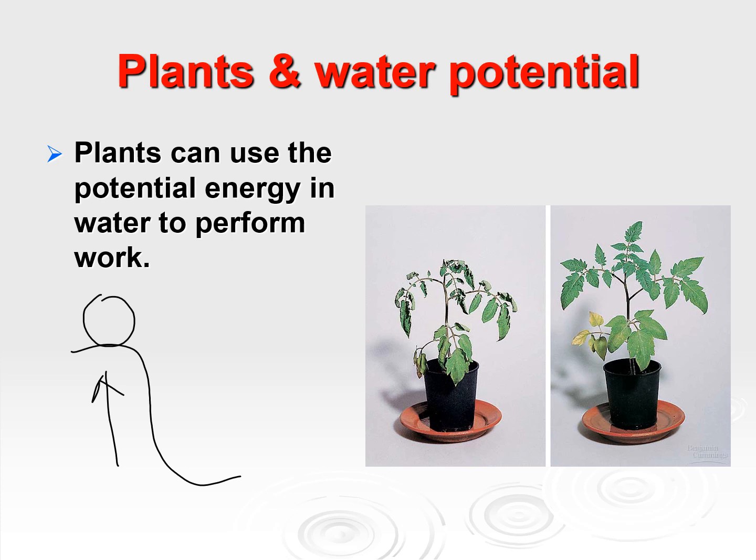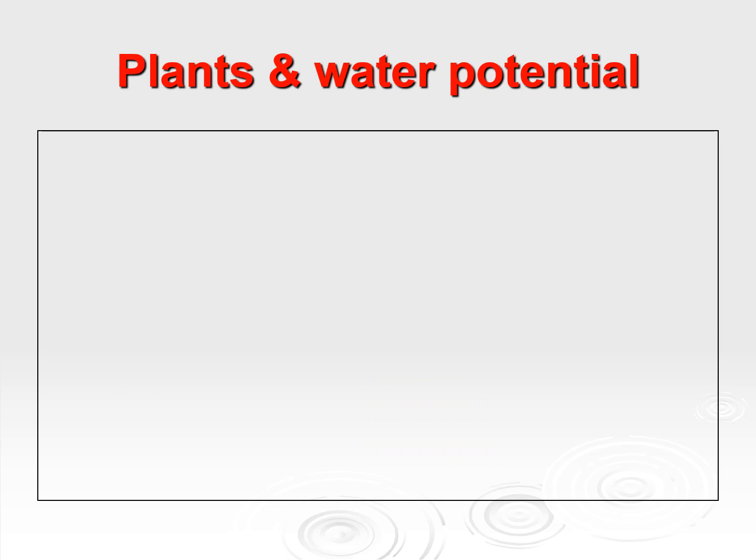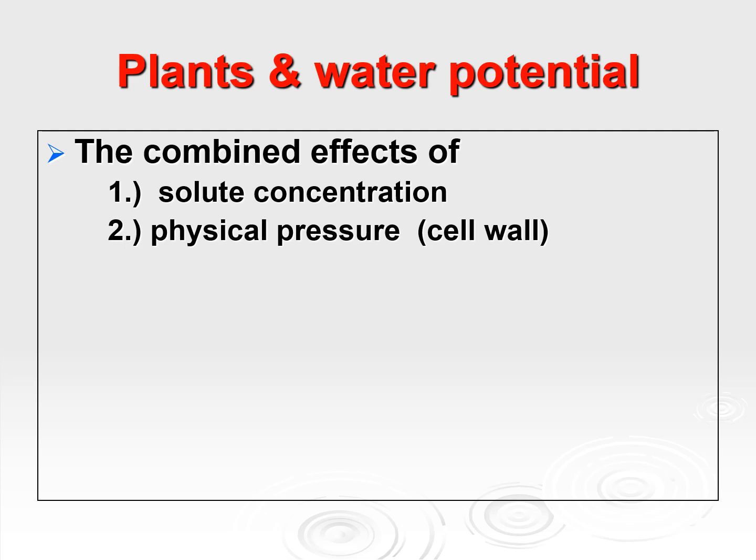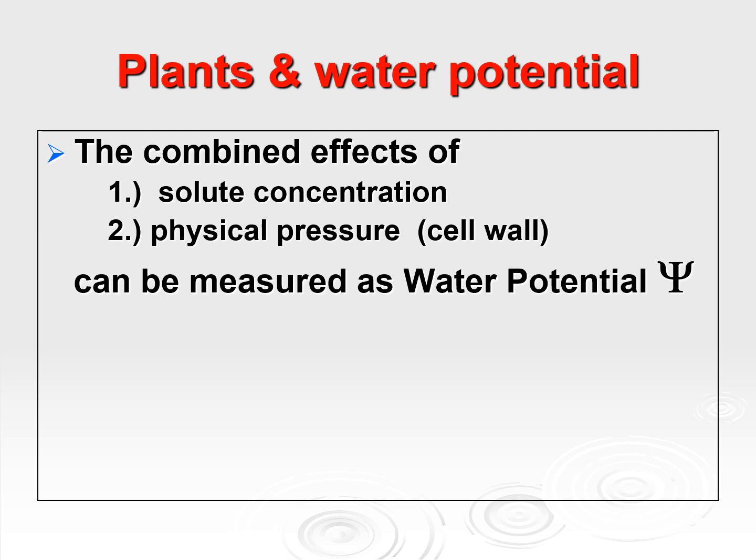For example, plants use water potential in order to get water from the very tips of their roots all the way up to the tops of their leaves. Water potential, the energy potential that's in water, is based on two things. It has to do with how many solutes are in that water, and it has to do with the physical pressure that's on that water. Those two things together are measured in water potential.